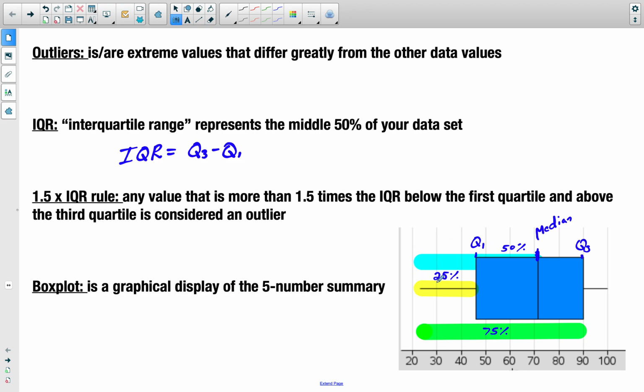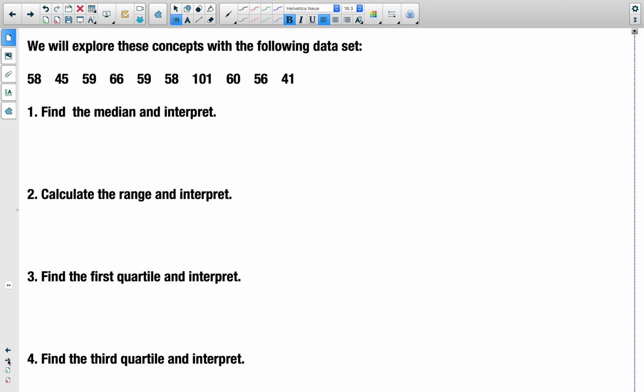All right. Also, your interquartile range would be the middle 50%, which is your box. So 50% of your data is between Q1 and Q3. Okay, let's explore these concepts with the following data set.